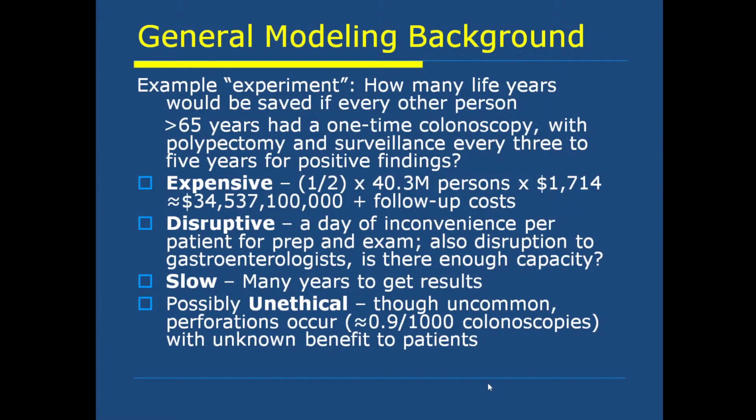For example, we have the following experiment. How many life years would be saved if every other person with age greater than 65 years had a one-time colonoscopy with polypectomy and surveillance every 3 to 5 years for positive findings? In the next point, you have an explanation why it is expensive.